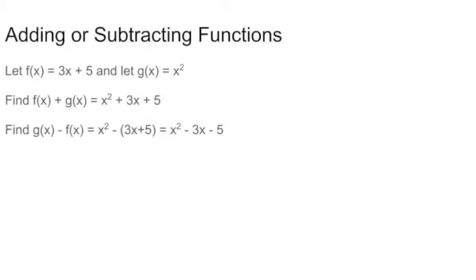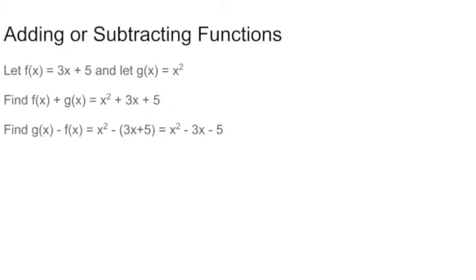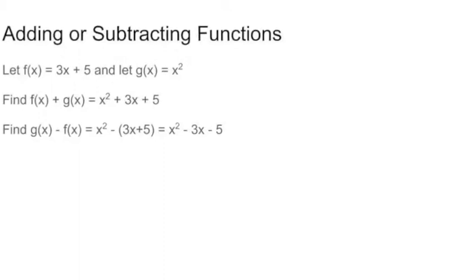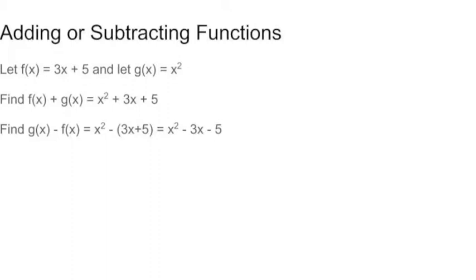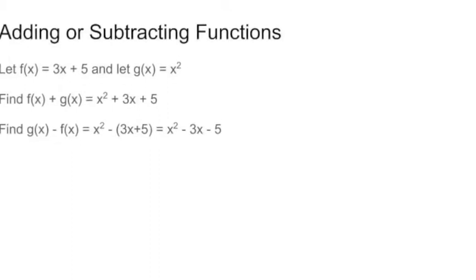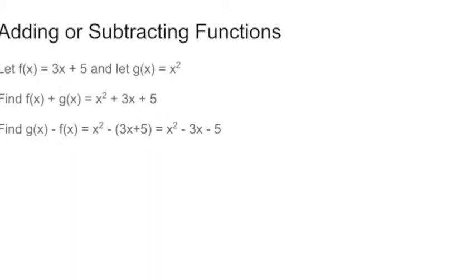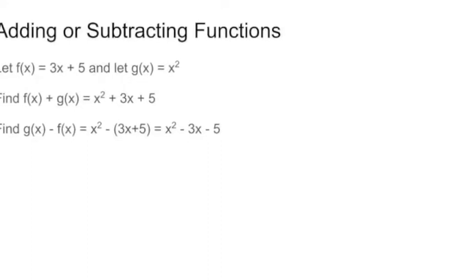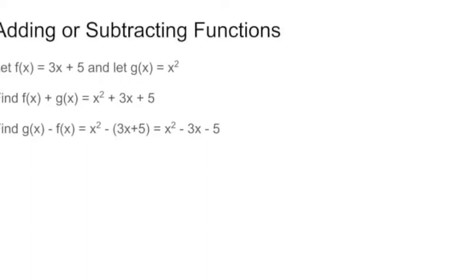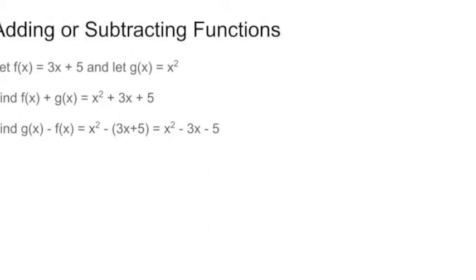For the subtraction, because we're doing g of x minus f of x, and f of x has two terms, you have to make sure you distribute that negative. So when we do x squared minus (3x plus 5), we distribute the negative and it turns into x squared minus 3x minus 5. And again, there's no like term, so there's nothing else we can combine. And that would be adding or subtracting functions.